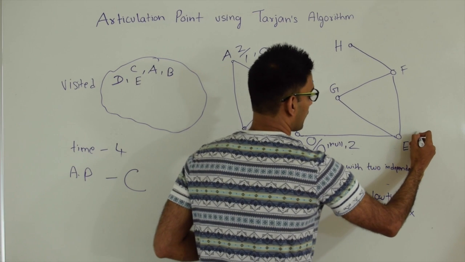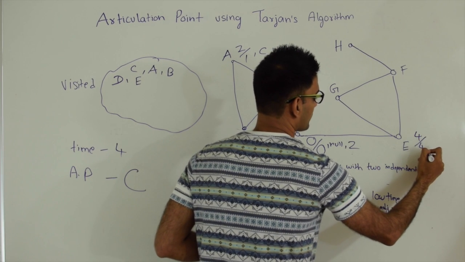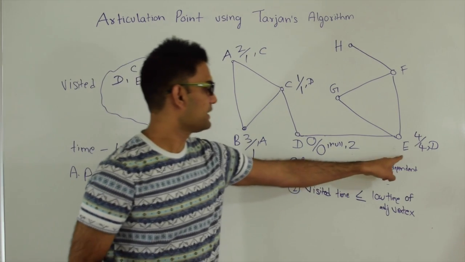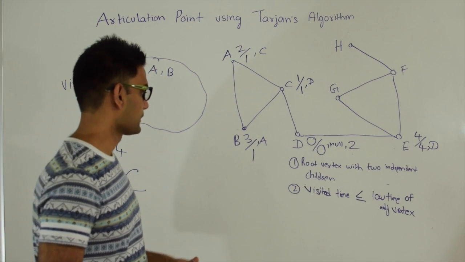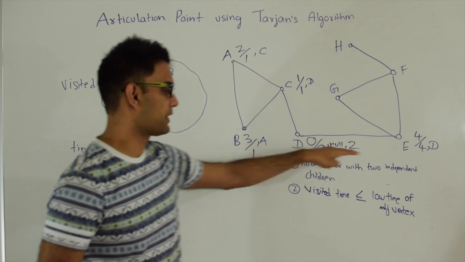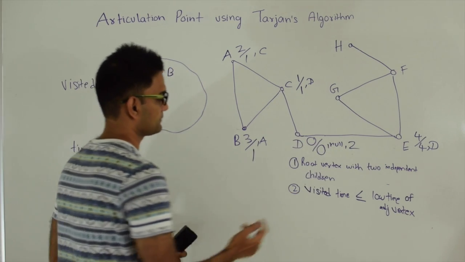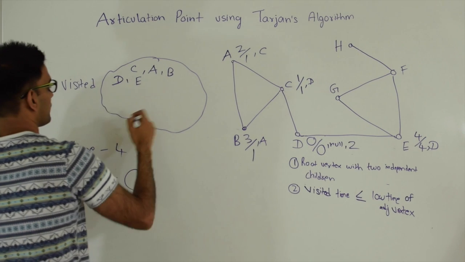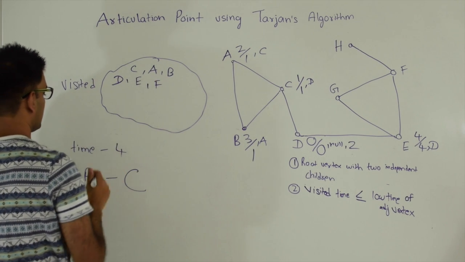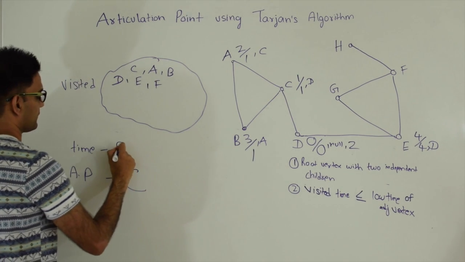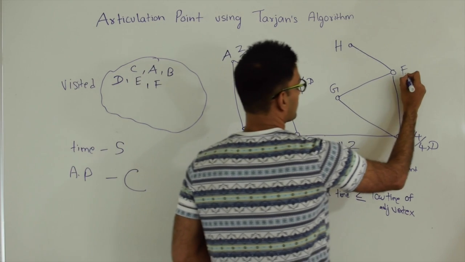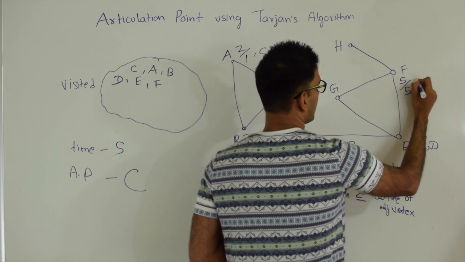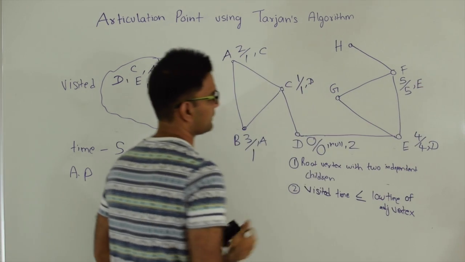So for E, our visited time is 4, our low time is 4, and its parent is D. E has child D, but D is where it is coming from, so we'll ignore D. E has another child F. So let's go to F. F is not in visited, so let's first add F to visited. Increment our time by 1, so this becomes 5. So visited time is 5, low time is 5, and the parent is E.